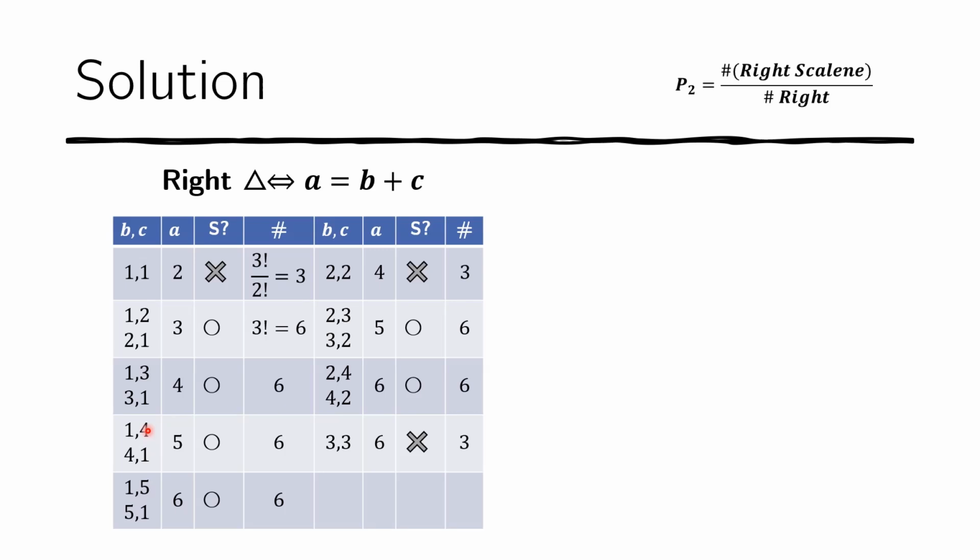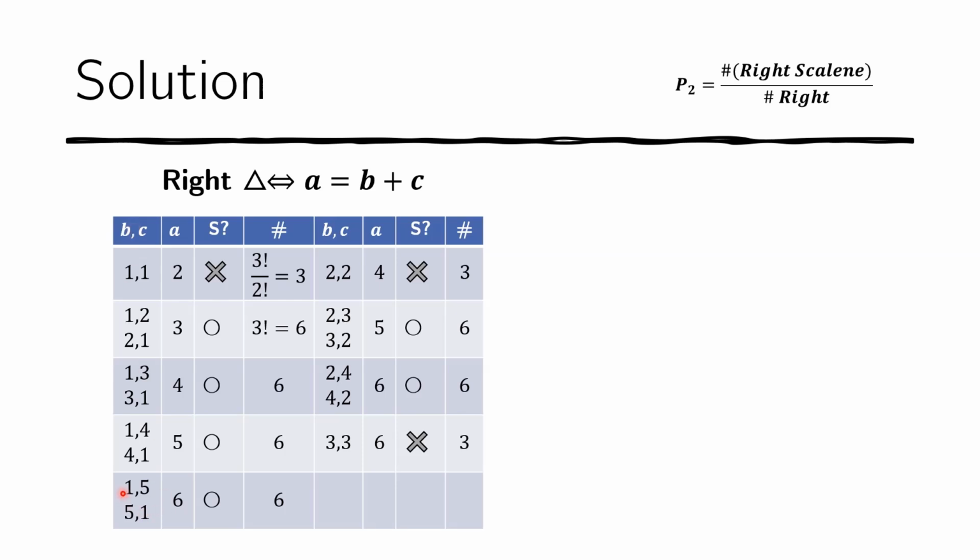And then we do that again for the next possible right triangle. So 4 plus 1 is 5, so 1, 5 or 5, 1. 5 plus 1 or 1 plus 5, here we get a 6 for A. Again, these are scalene triangles, and there are 6 permutations. Now, we cannot increment further. We cannot go from 5 to 6, because if we go from 5 to 6, then 1 plus 6 would be 7. So A would have to be 7. And the maximum value for A is only 6, because again, A is just the number of dots on a side of the die. So these are all the possible combinations we have for when B equals 1.